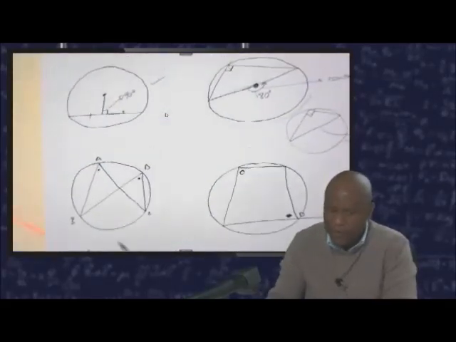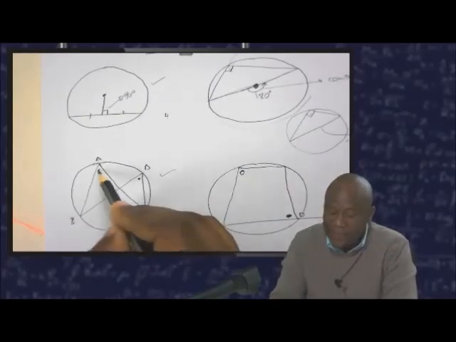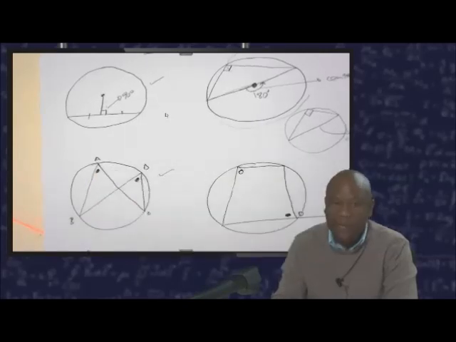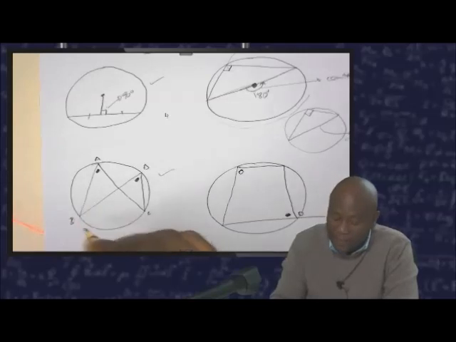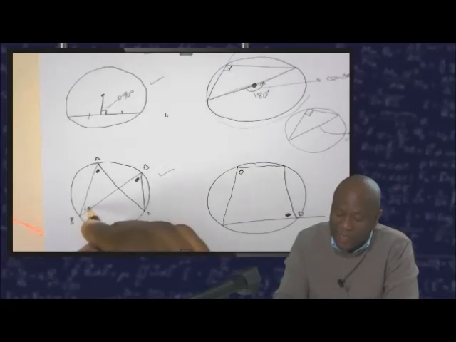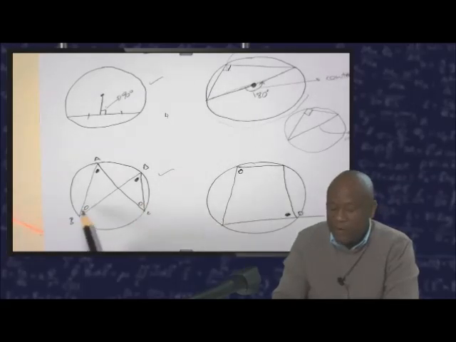You also need to be aware of this theorem here. It talks of angles in the same segment of the circle. This angle will be equal to that angle. Please keep that in mind. They are subtended by the arc BC here. They are on the same segment of the circle, so they must be equal. The same goes here. This angle will also be equal to that angle, also on the same segment of the circle.